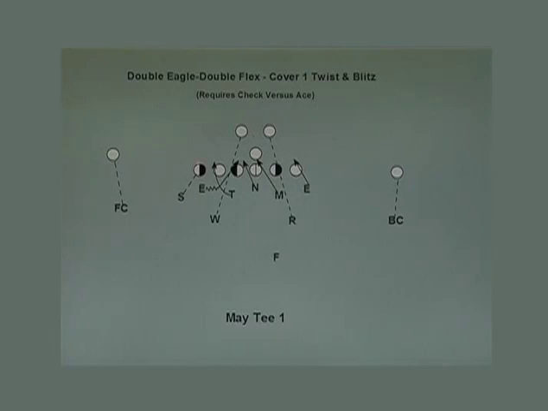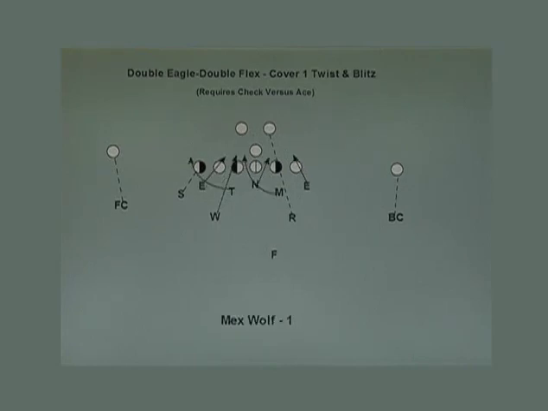These are some examples of things that would need checkoffs against ace-back formations. Mae would need a checkoff because we're blitzing Mike into the weak side A-gap, and if Rover had to adjust, we would leave the B gap unguarded. So we wouldn't want to do this if there was a possibility of an ace back formation. And we have a twist over here, which is Ted. So this would be Mex 1, which would need a checkoff. Okay, this is Mex Wolf 1. And again, we would need a checkoff because we're leaving the weak side B gap unguarded if Rover has to walk out and cover a wide out.